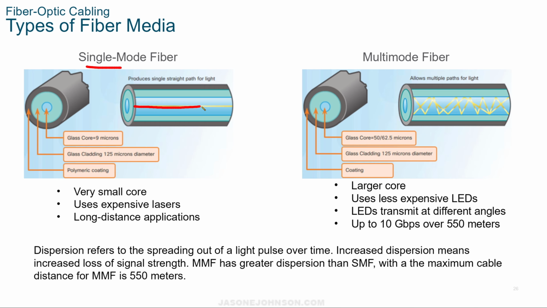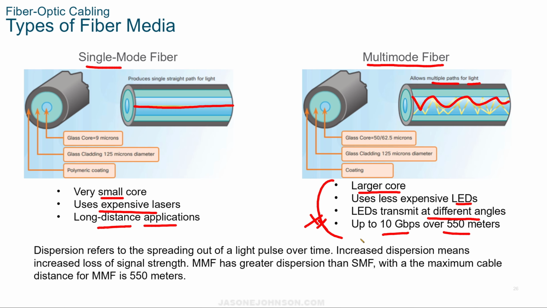The two types of fiber that we're going to look at are single mode fiber. Single mode fiber just means the light gets sent down the light path. It's a very small core. It uses expensive lasers, but it does have a long distance application. And then the multi-mode fiber allows for multiple paths of light to be sent down the cable. It does have a larger core. It uses less expensive LEDs. It transmits at different angles so you can have multiple paths of light at the same time. You're going to get up to 10 gigabits over 550 meters.